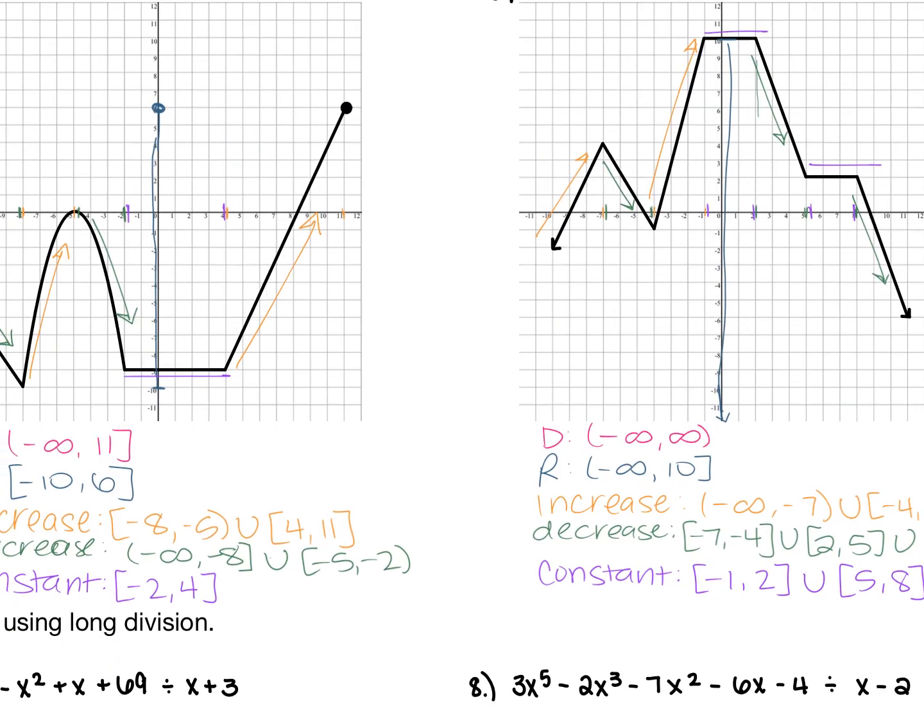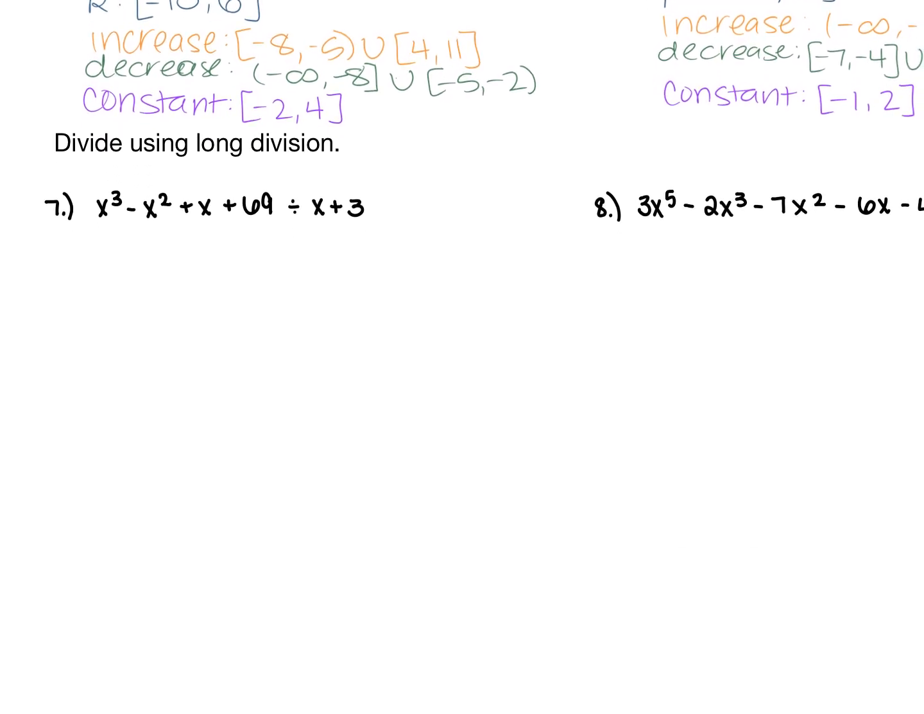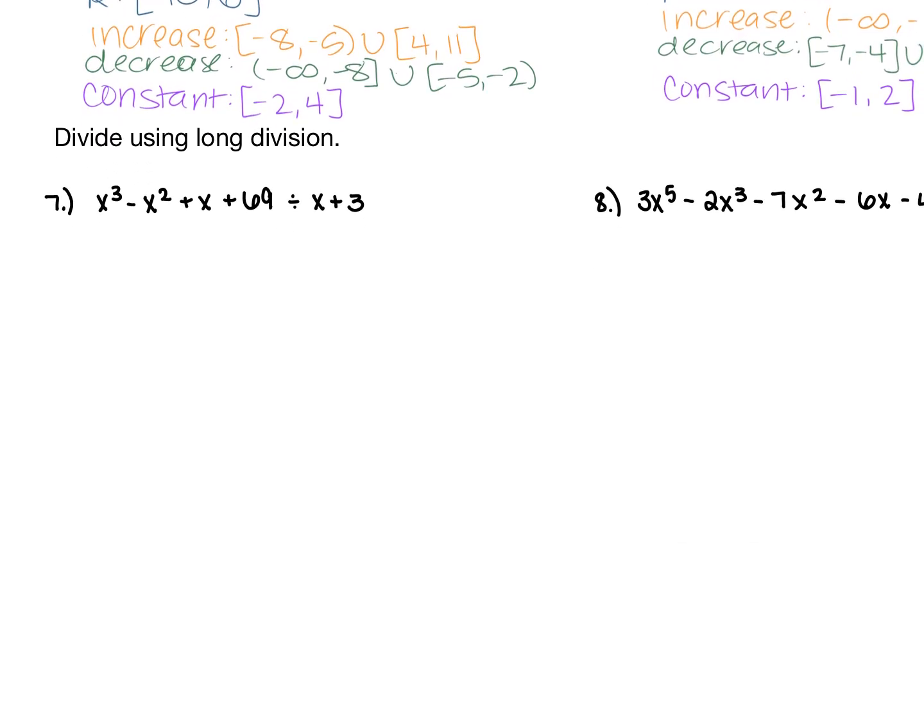Your next two questions, number 7 and 8, tell you to divide using long division. With these, remember, all of your powers have to be represented. If they're not, you have to plug in a 0x to that power that you're missing. From there, put the binomial on the outside, the polynomial on the inside, and work it through.